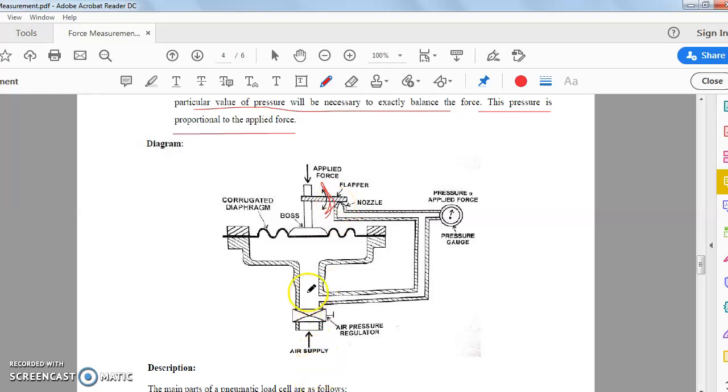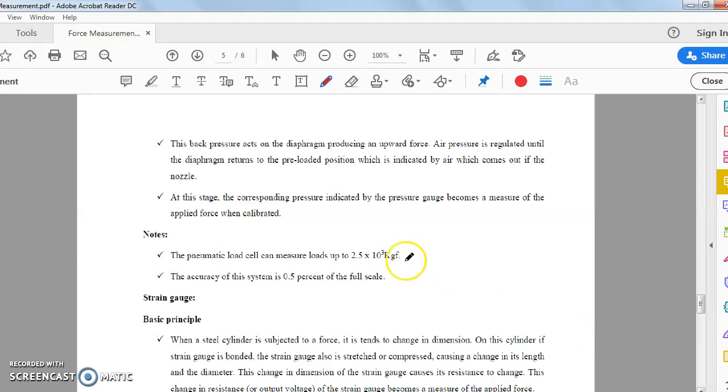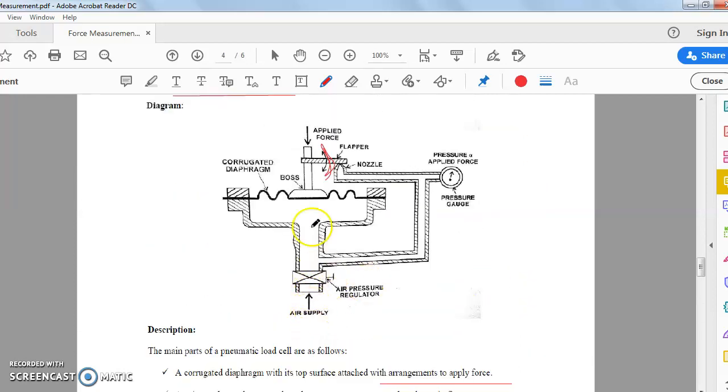Now air will be supplied, and due to this a back pressure will be applied, and that back pressure will be measured in the pressure gauge. This back pressure acts on the diaphragm, producing the upward force. Air pressure is regulated until the diaphragm returns to the preloaded position, which is indicated by air which comes out of the nozzle.